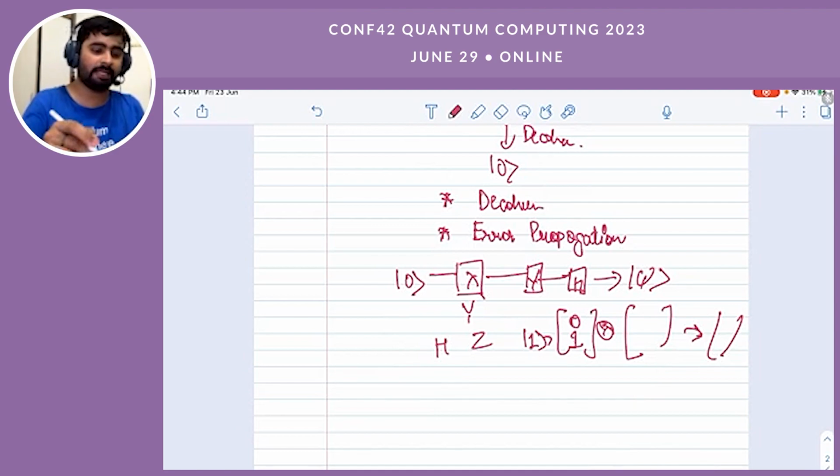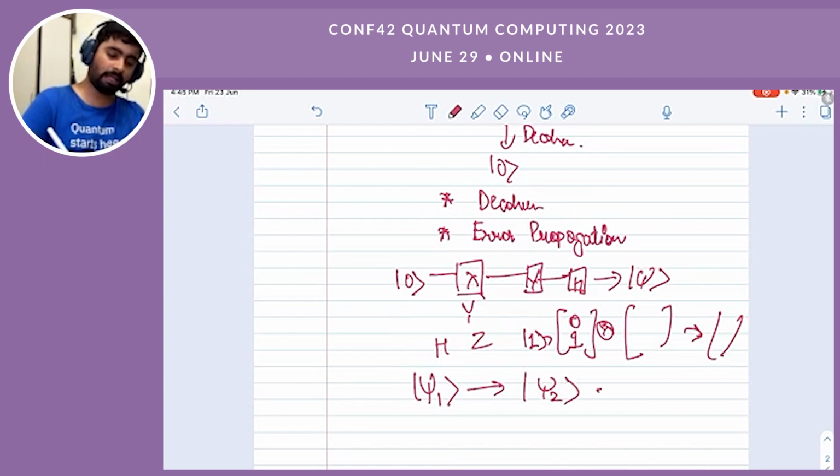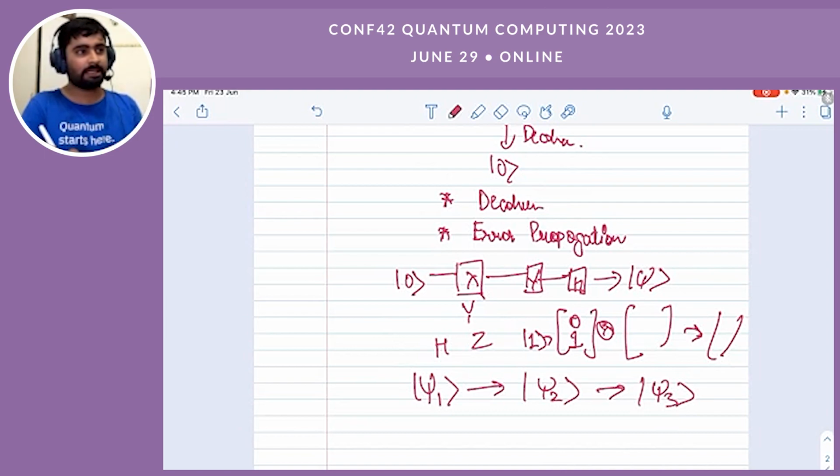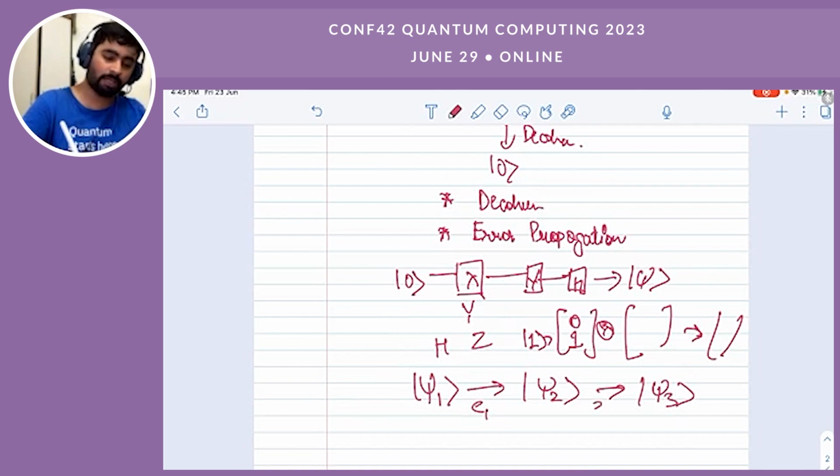So basically, if I started with the psi 1 state, after passing it through every gate, I'm changing it to some state psi 2, and then to state psi 3, and so on. But in the course of this, because the qubits which we have right now are not of high quality, we sort of lose some data, we lose some state of that particle. So some error gets propagated, like some E1 error is propagated the first time we pass it through a gate, some E2 error is propagated the second time we pass it through a gate, and basically this goes on.